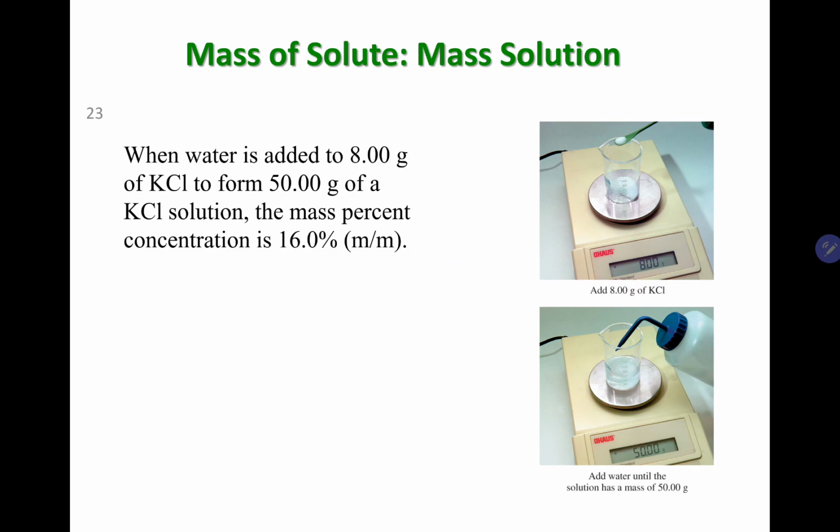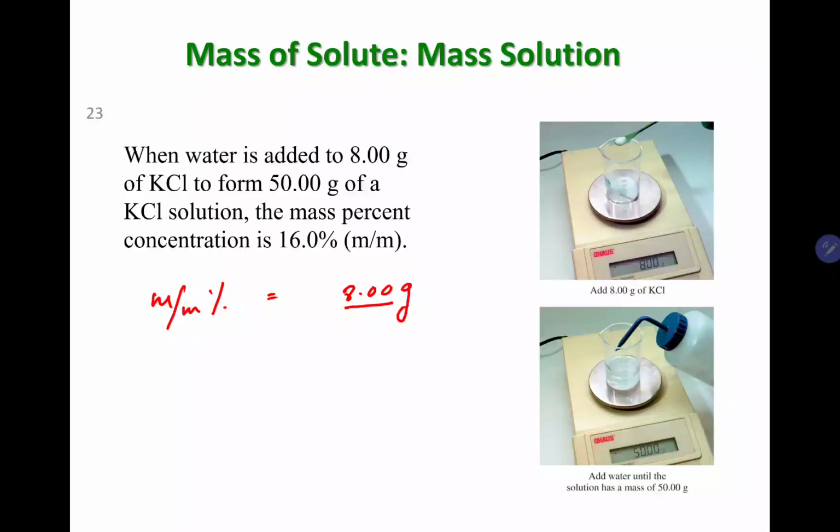Here you are making a solution of potassium chloride by having 8 grams of KCl. First you measure 8 grams of KCl, and then you fill the beaker with water until the total mass has 50 grams. So if you want to calculate the mass to mass percent, you first have to know the solute. Solute is KCl, and you have 8 grams of it.